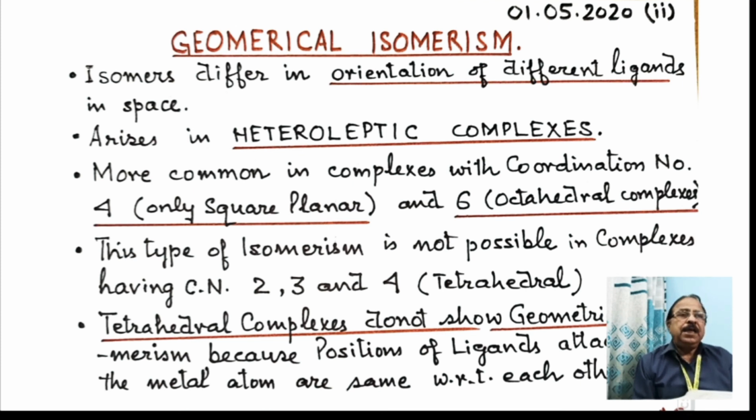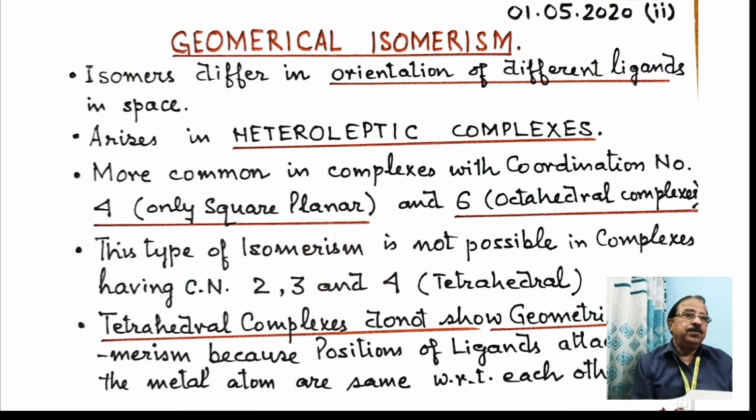Now, this type of isomerism is found in heteroleptic complexes. To remind you, what are heteroleptic complexes? Heteroleptic complexes are those coordination compounds in which two or more types of ligands are bonded to the central metal atom or ion. This type of geometrical isomerism does not exist in complexes having coordination number 2 and 3.